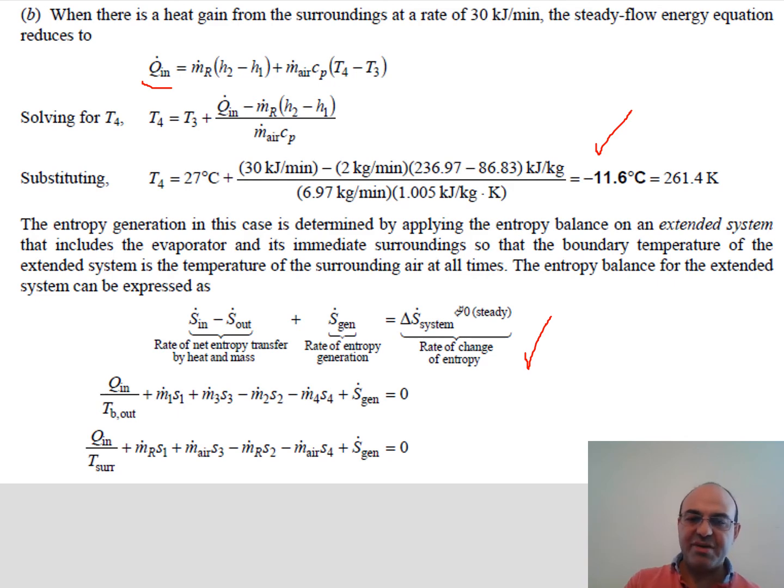entropy in minus entropy out. So for the case of entropy in, this time entropy in is not only because of the refrigerant and because of the air. Some entropy is also coming in because of the heat transfer. So the heat transfer was given and the temperature of the surrounding was also given. So this is the basis for finding this entropy, which is coming in because of heat transfer: Q in over T surrounding.